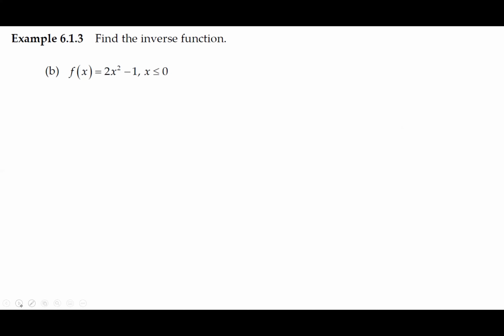How about this one? 2x squared minus 1. You may be saying, hey, wait a second. That's not 1 to 1, so it can't have an inverse, but be careful. We've restricted the domain, okay? So when we look at 2x squared minus 1, our x's are less than 0. That means we're only looking at the left side of this parabola. We've gotten rid of the right side.